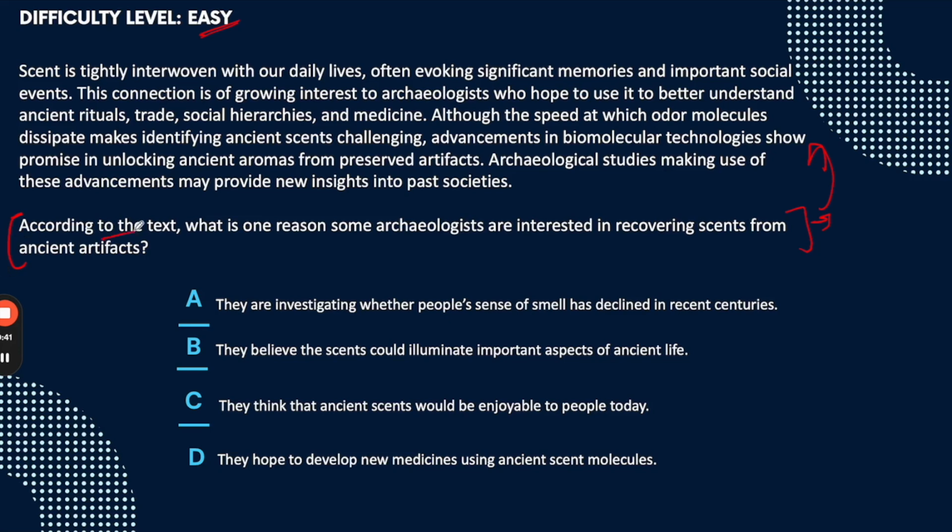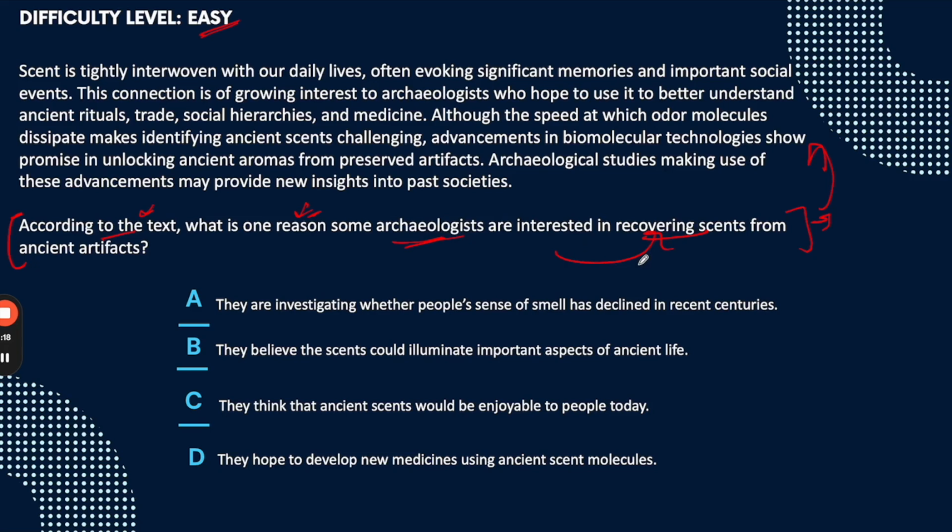According to the text, this tells us that you're dealing with a detailed question type. Let's read ahead. What is one reason some archaeologists are interested in recovering scents from ancient artifacts? Now, what is this question asking you to identify from the text? Oh, reason, right? A reason for what? A reason as to why some archaeologists are wanting to recover scents from ancient artifacts. What is their purpose of recovering these scents? What do they want to achieve by doing so? What is that one reason that they are interested in recovering these scents? This is what you're looking for.